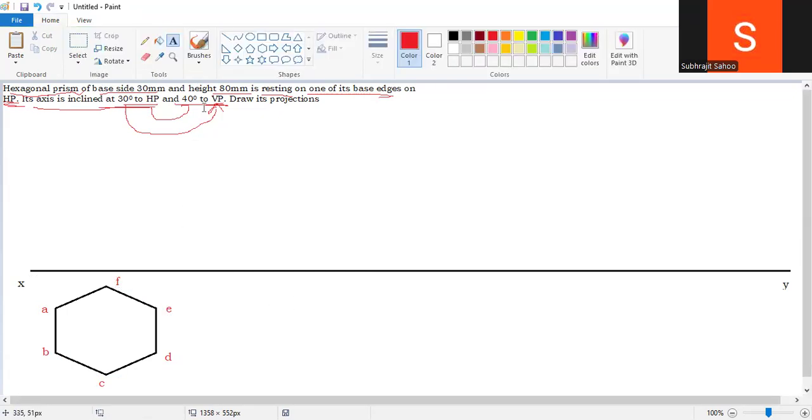Now, sir, draw the projection lines. Observe here. Drawing the projection lines. From point B, a single projection line will come. From point C and through point F, a single projection line will come. From points D and E, again a single projection line will come.